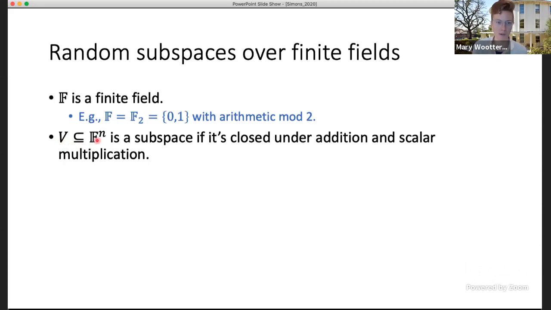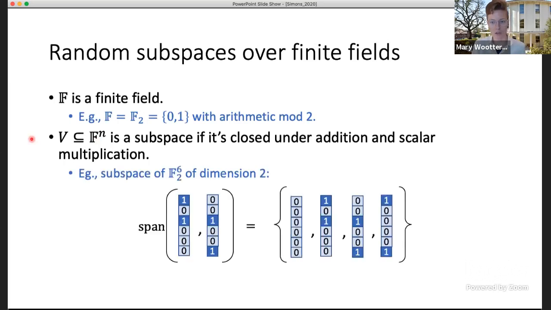By subspaces over a finite field, I just mean the same thing as subspaces over the reals: just some set that's closed under addition and scalar multiplication. Just a quick example to make sure we're on the same page: here's an example of a subspace of F2 to the 6 of dimension 2. I take two basis vectors, each of which is a binary vector of length 6, and then I look at their span.